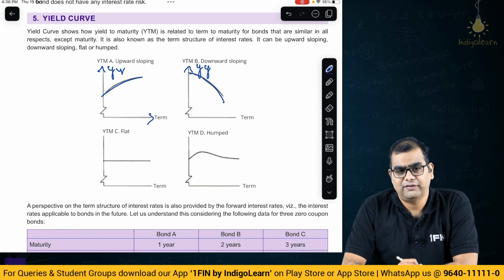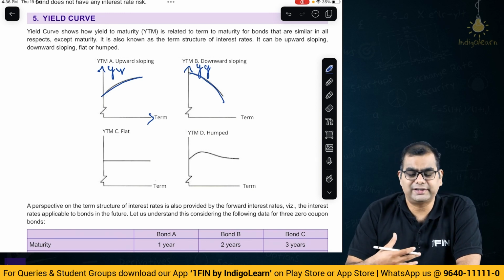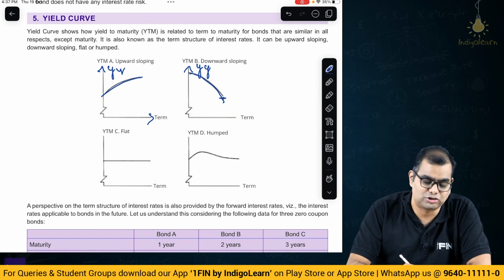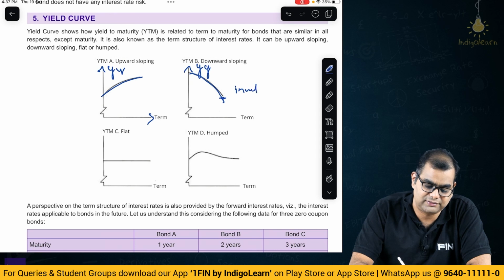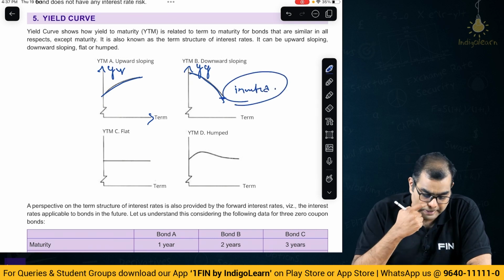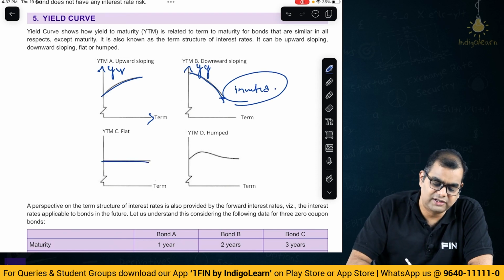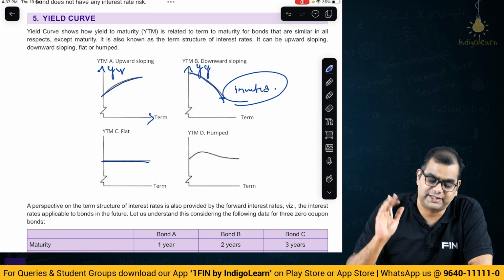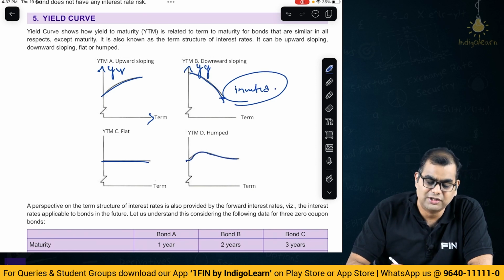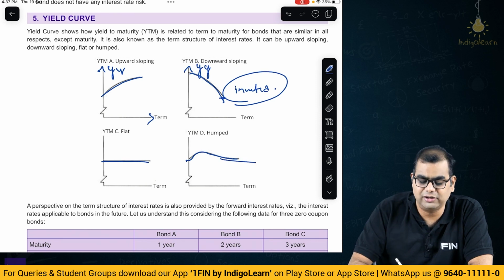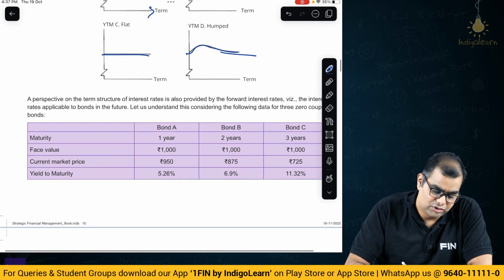That is, when there is a very immediate, very severe shortage of liquidity, the short-term rates may be high and long-term rates may be low. So, it is called an inverted yield curve. Short-term rates are high, long-term rates are low. Then you have something called a flat yield curve. It doesn't matter what the tenure of the bond is, the rate is always the same. Then you have something called humped. So, short-term low rates, medium-term slightly high, long-term again low rates, right.